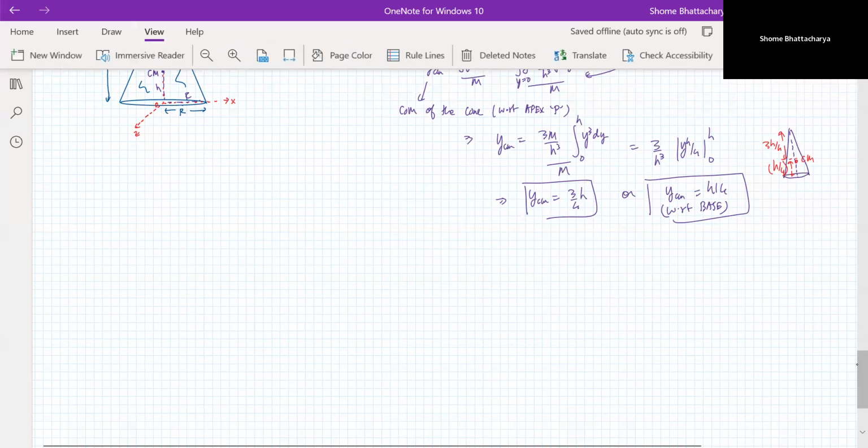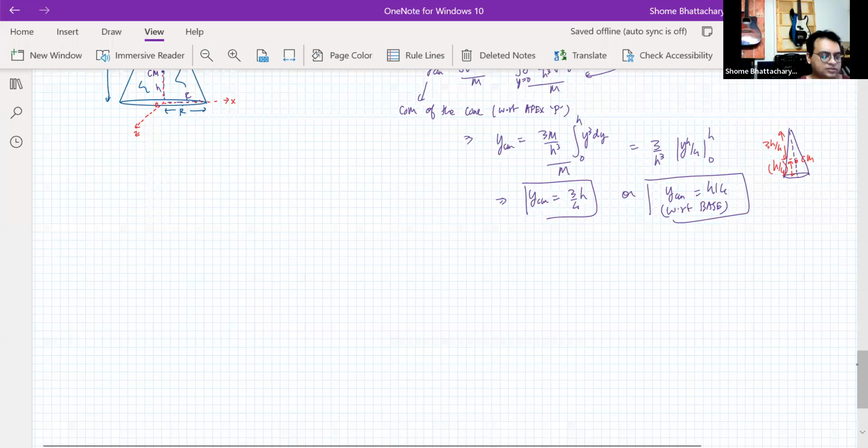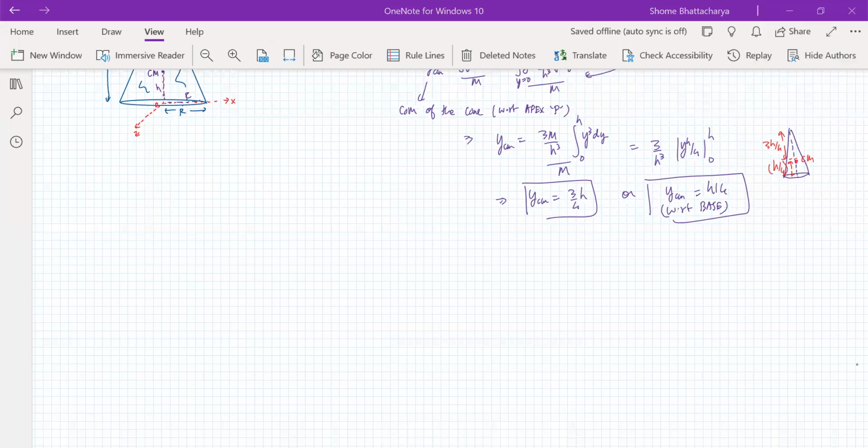Now I'm moving on to a couple of questions from HC Verma, which Jitesh you have asked. Sir, can you just explain that the y center of mass is 3h by 4? That is for which one? Means this, that is center from the apex.